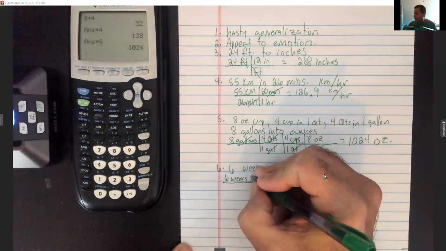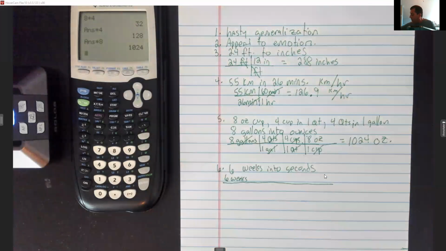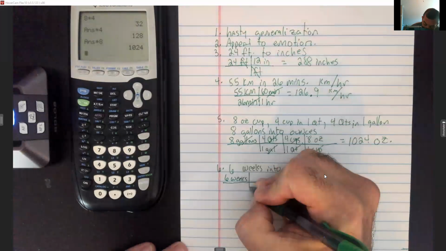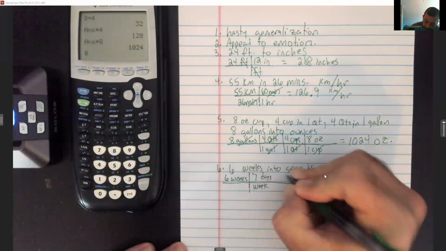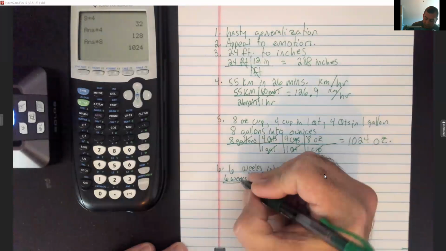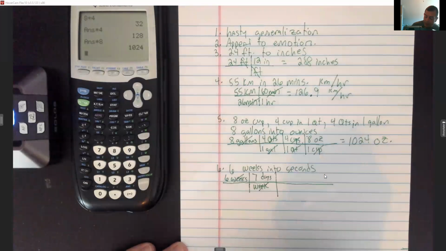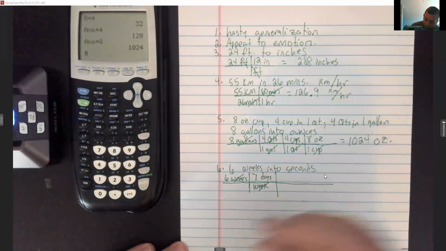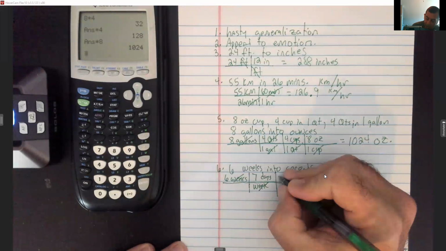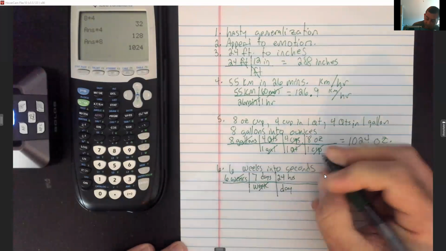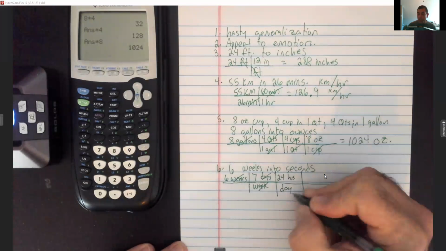So the only conversion I know to start with from weeks would be that a week has 7 days. So for every 1 week, there are 7 days. So the weeks are going to cancel and we're in days now. So let's see what's next. We know that for every 1 day, there are 24 hours. So the days will cancel and we're in hours.